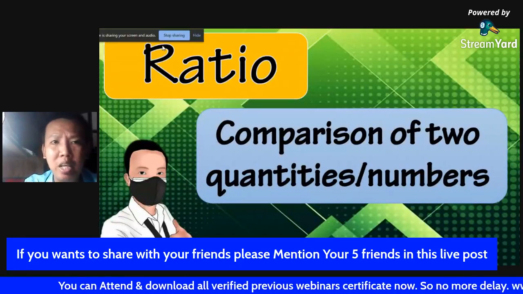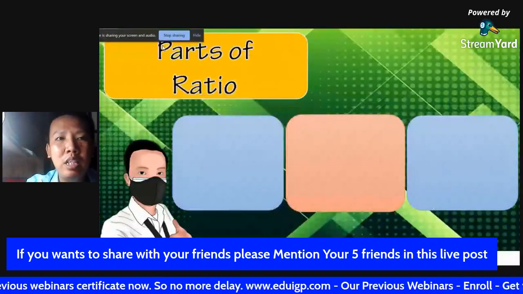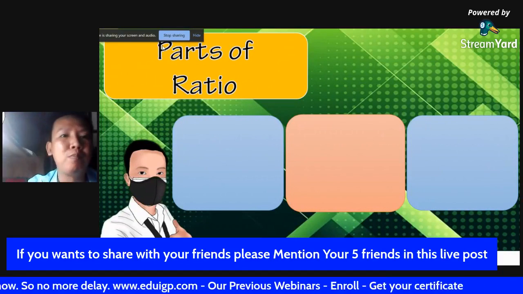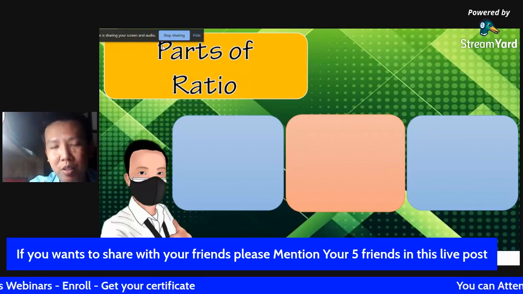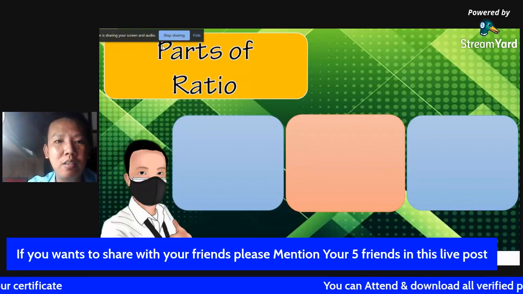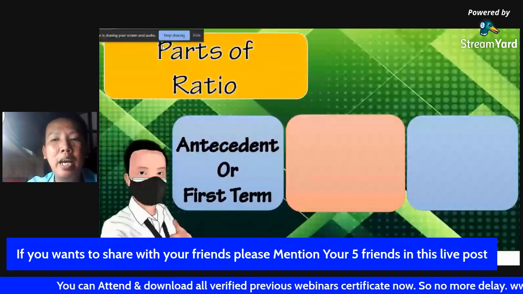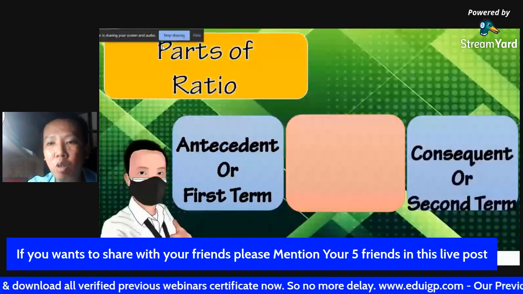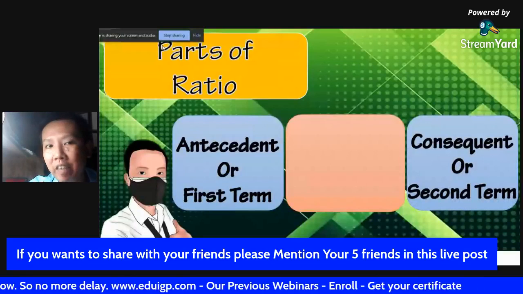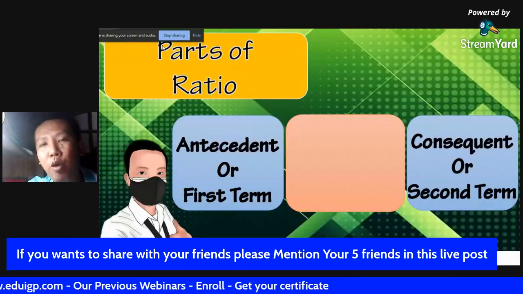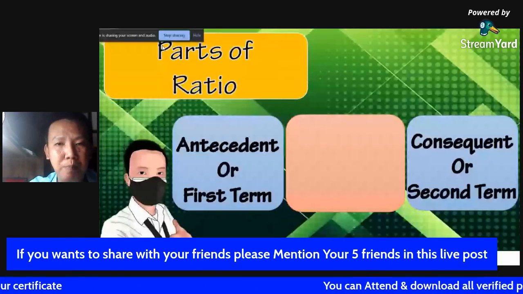Now, after knowing the simple definition given to ratio, we can now discuss the parts of a ratio. We need to be familiar with the parts of a ratio. The parts of a ratio are, of course, the antecedent or the first term, and the consequent or the second term. Again, do not forget the parts of a ratio are the antecedent or the first term and the consequent or the second term. Let's have an example.